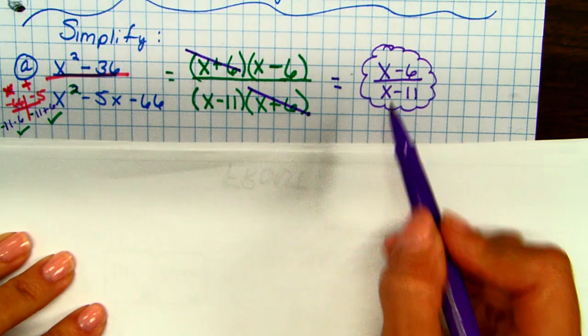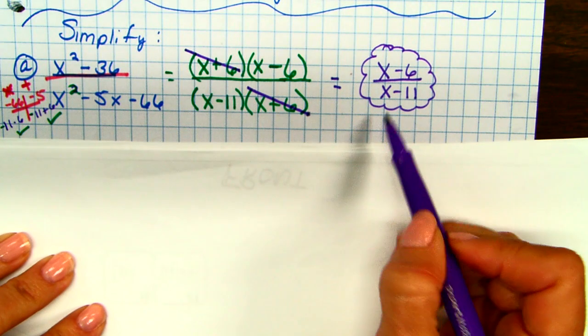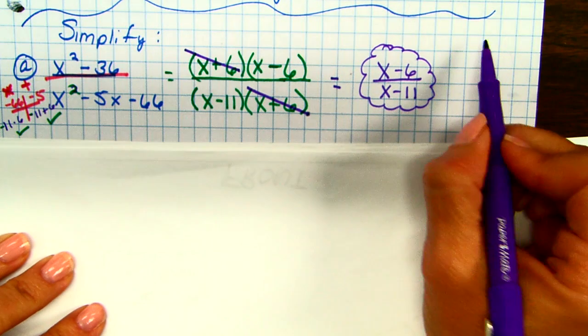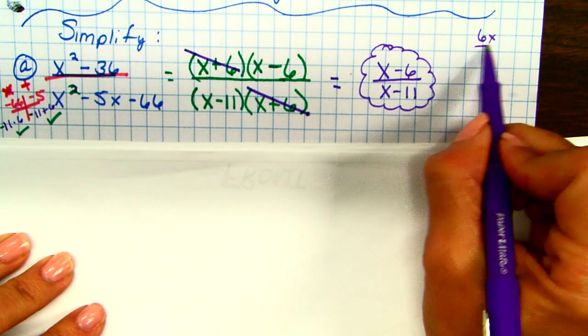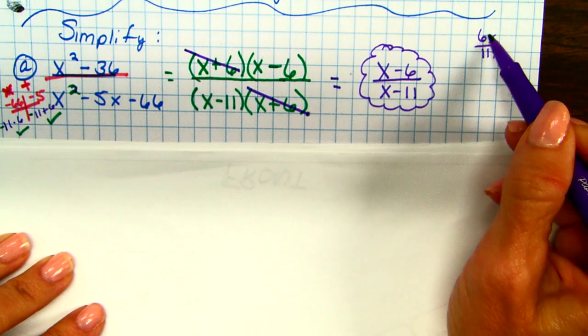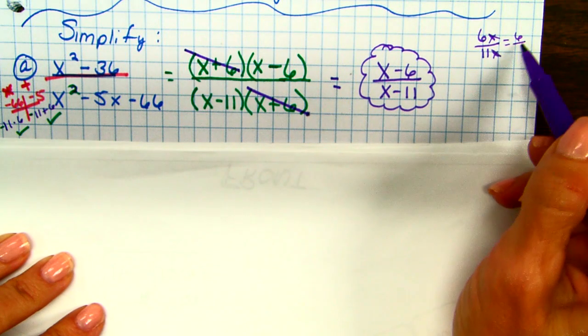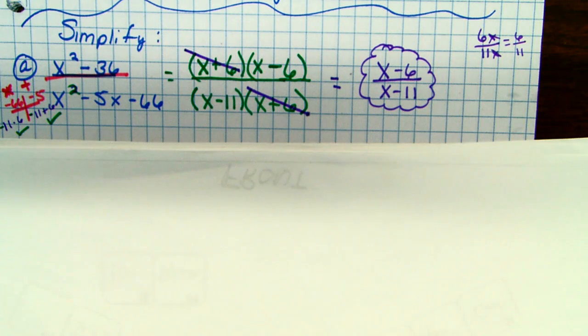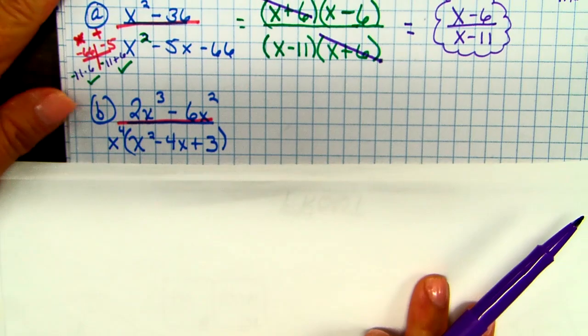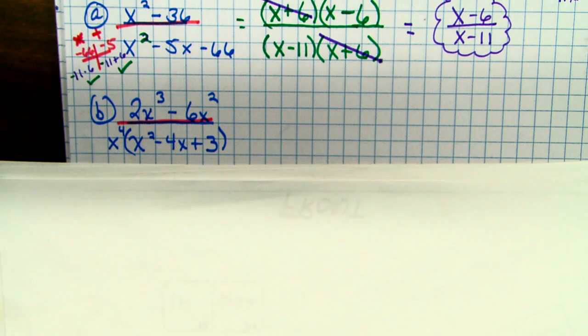We can't cancel these x's, okay, because they're tied to a number with a plus or a minus. By the way, if it was like a 6x over 11x, no pluses or minuses, you could simplify that. The x's would cancel and you'd be left with 6 over 11. But you can't when there's pluses or minuses. Okay? All right, let's try the next one. Take a second and write that down if you haven't already.